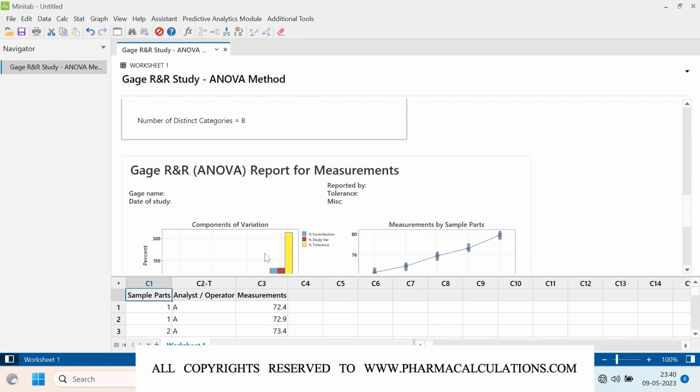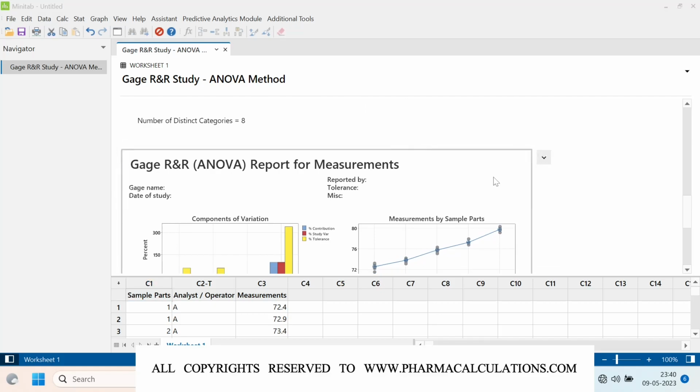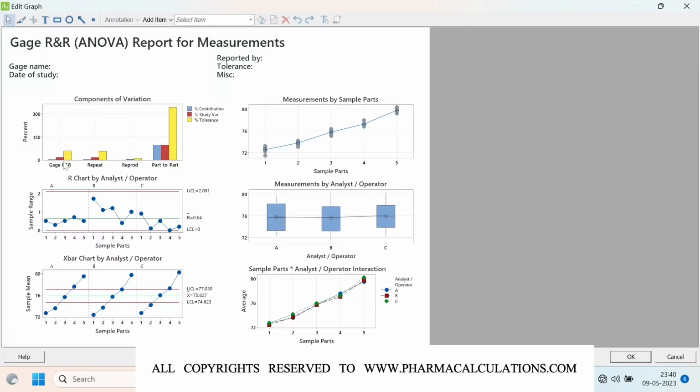Okay, and now coming to the graphical interpretations. The first one is the components of variation. In this, if you are able to see, the values of part to part are going to be high. So from this we can say the variation is highly attributed by the part to part variations. And coming to this analyst or operator evaluation.